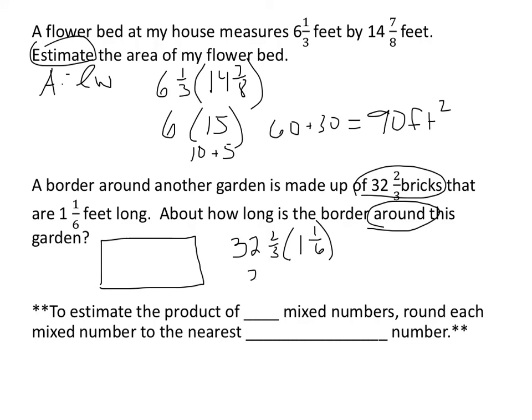32 and 2/3 is really closest to 33. 1 1/6 is closest to 1. So it's about 33 feet long. So to estimate the product of two mixed numbers, we're going to round each mixed number to the nearest whole.